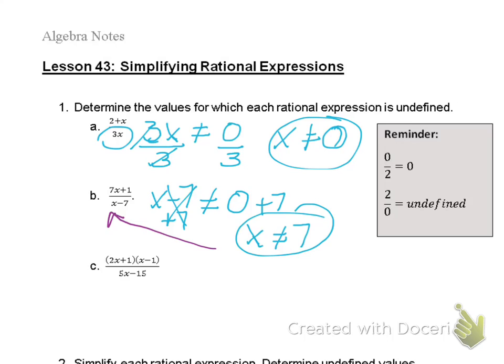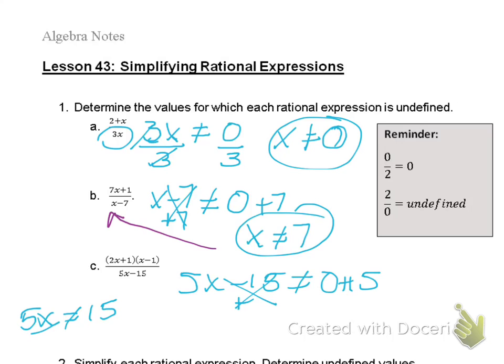And the last one here, we have 5x minus 15 cannot be equal to 0. So the first thing I'm going to do is add 15 on both sides. And then I'll have 5x cannot be equal to 15. And then I would divide by 5 on both sides. I ran out of space here at the bottom. So x cannot be 15 divided by 5, which is 3.